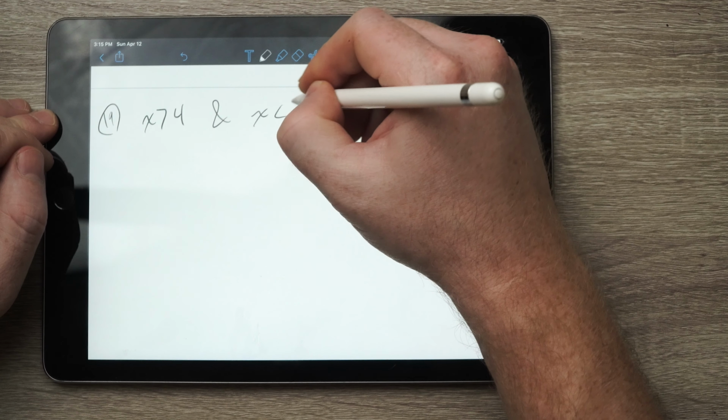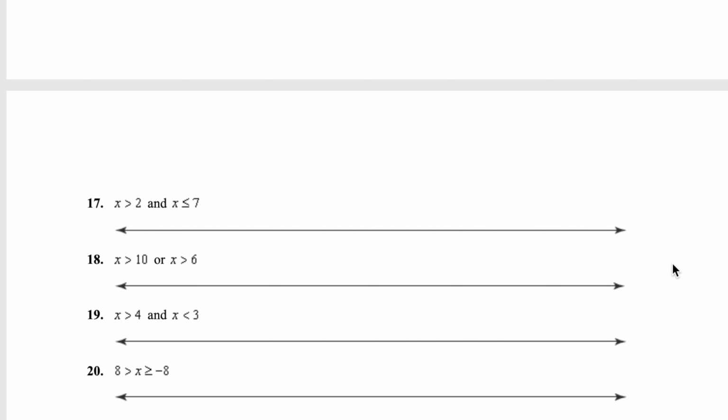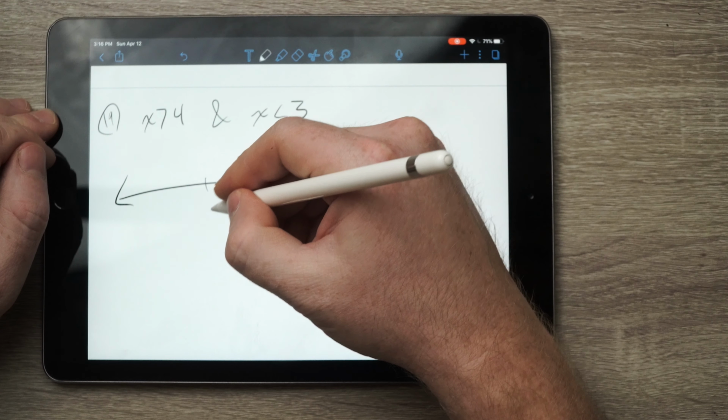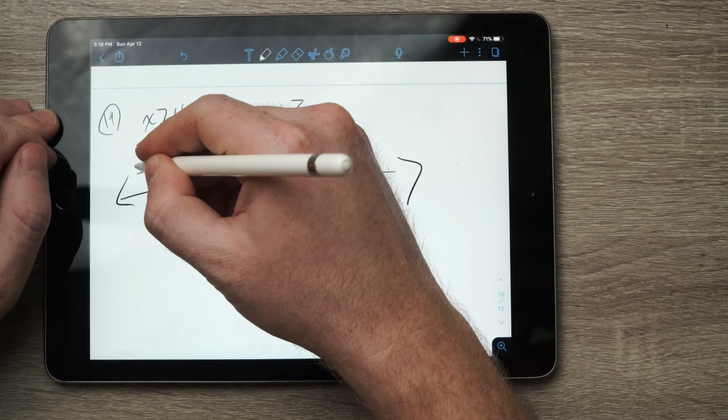And x is less than 3. So we've got greater than 4 and less than 3. So that is the empty set.